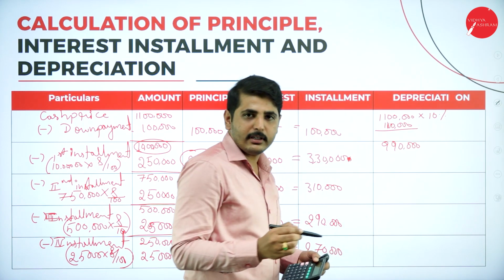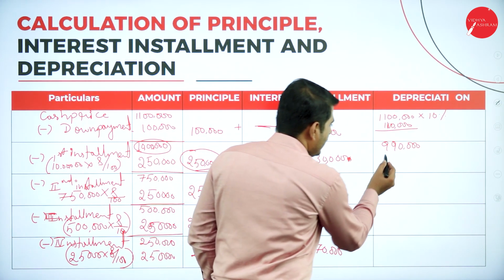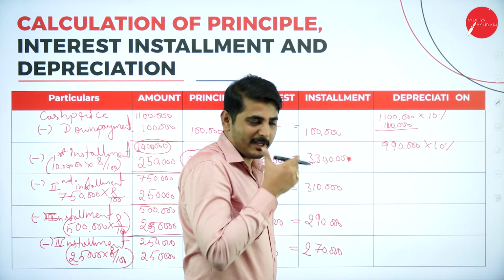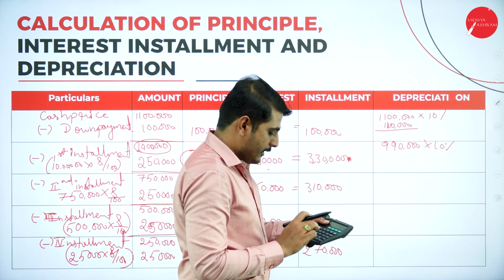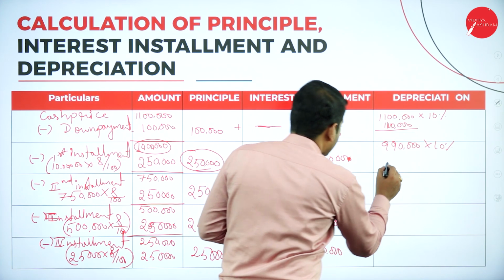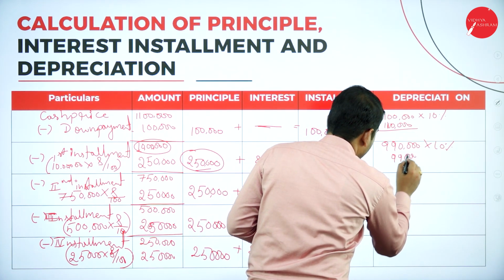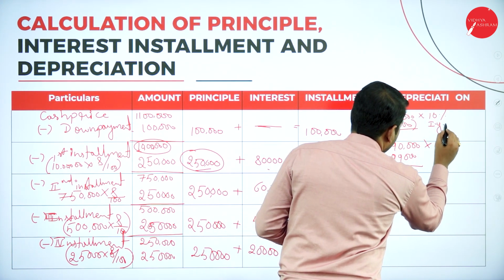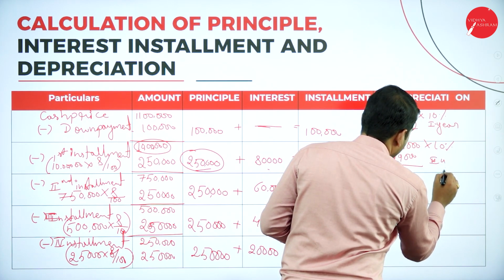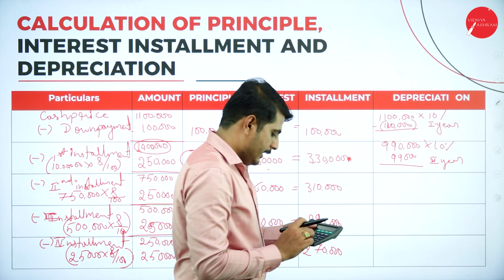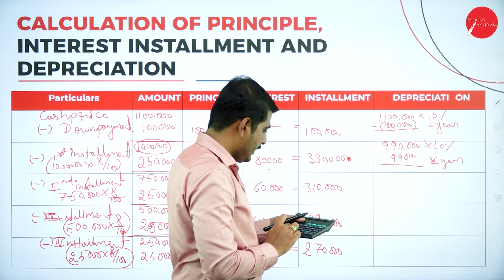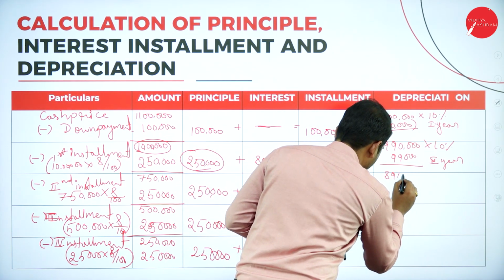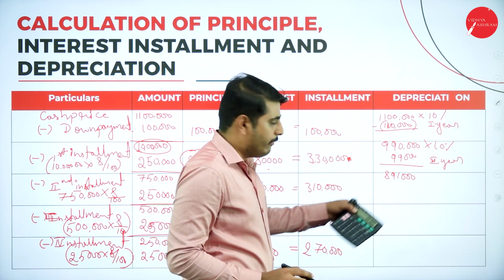So as they have given the written down value method, every year what is the amount you get? On this amount we have to calculate the depreciation at 10%. So 9,90,000 into 10% will become 99,000. So deduct this 99,000. This is the first year depreciation. This is the second year. So minus 99,000 from 9,90,000, we'll get 8,91,000. So this is the balance we get.